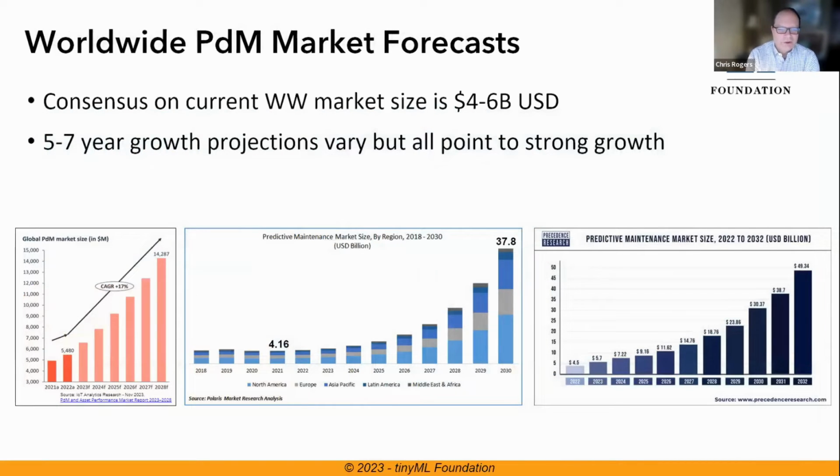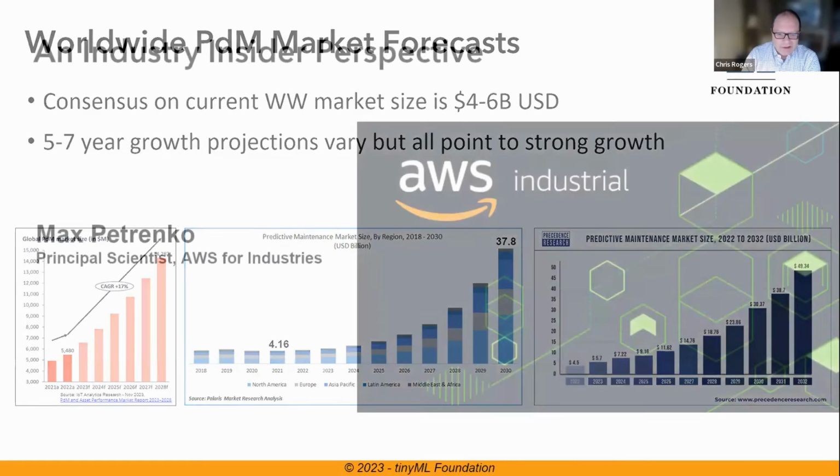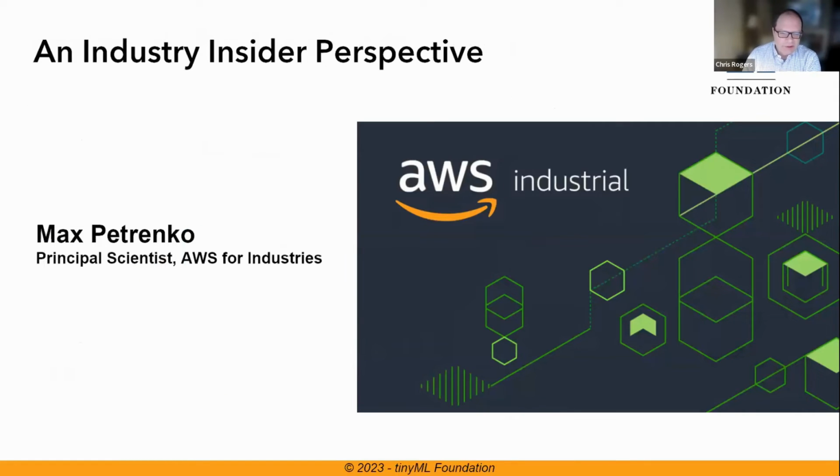And that leads to a market where today the consensus of various market research firms is that we're at roughly a $5 billion market for predictive maintenance today, and that the growth of that market, while these projections vary, they're all very strong in terms of the CAGR growth that we would expect to see over the next 5 to 7 years. So with that, that's a super high level.